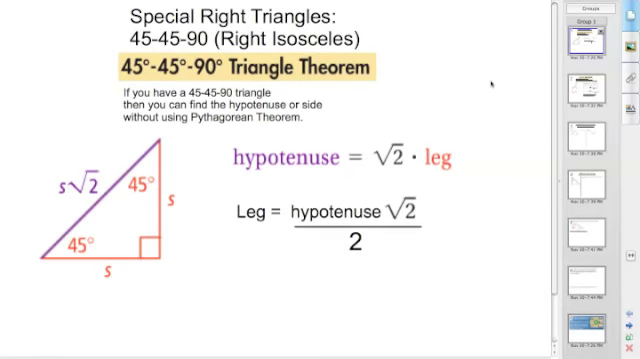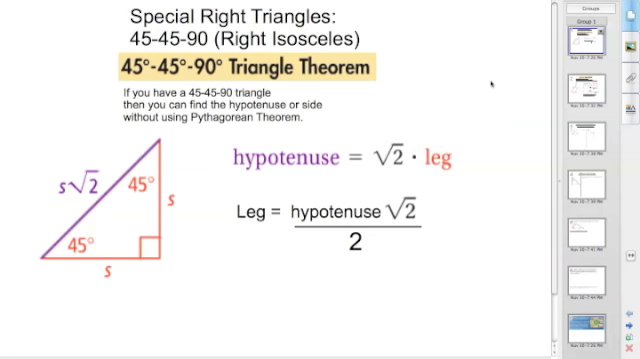Here is a short video on special right triangles. The first special right triangle is a 45, 45, 90 triangle, which is also right isosceles. Here you want to pause the video and take down the notes, because if you have a 45, 45, 90 triangle, you can always find the hypotenuse by timesing the leg by square root 2.